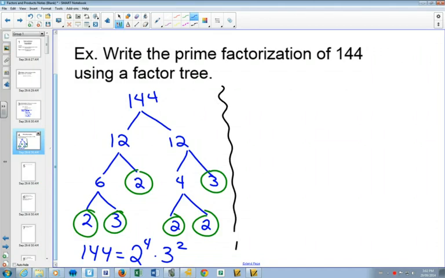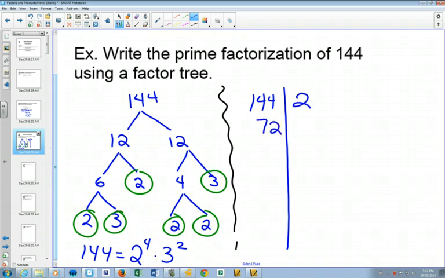Over the years, I've seen different techniques. One that I really like is just drawing 144 there, and then starting with your smallest prime number, which is 2. Can you divide 144 by 2? Yes. So put a 2 on this side and divide it, and you get 72. Can you divide that by 2? Yes. So you put a 2 here and divide it, you'd get 36. Can you divide that by 2? Yes. 2 there, you would get 18. Can you divide that by 2? And then you get 9.